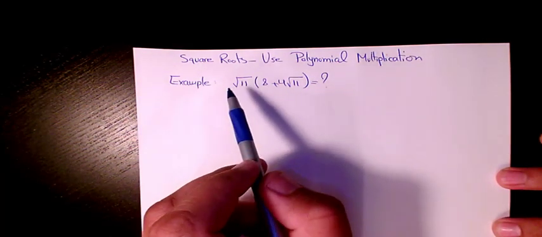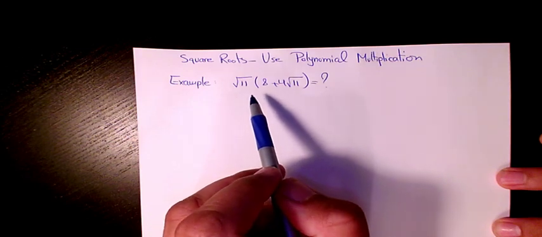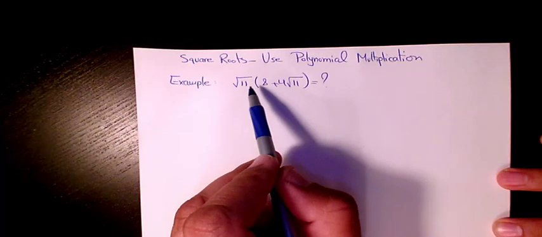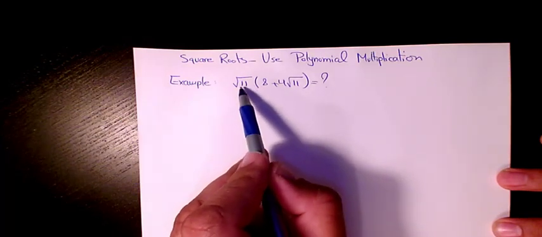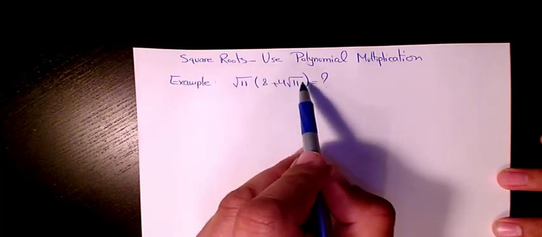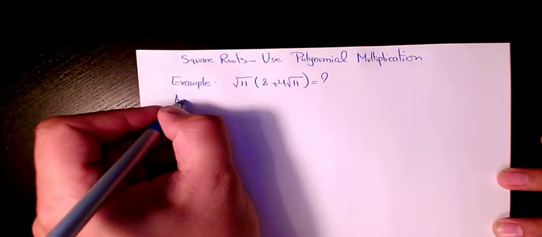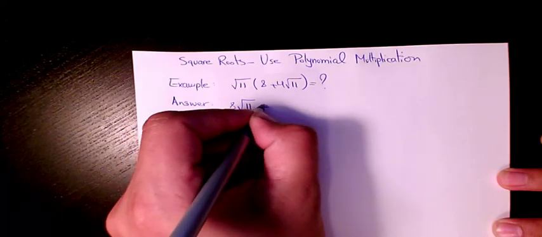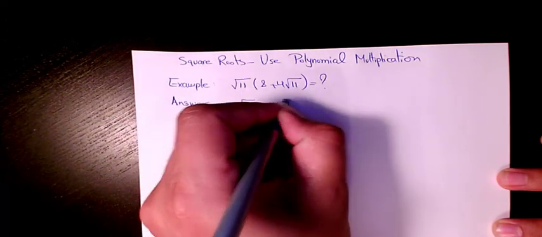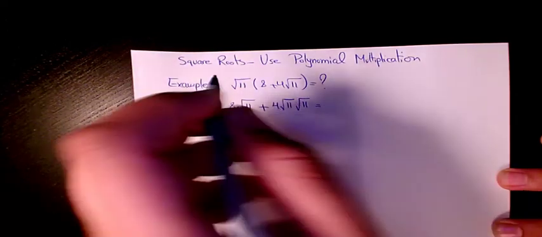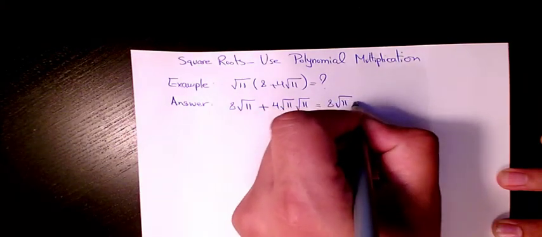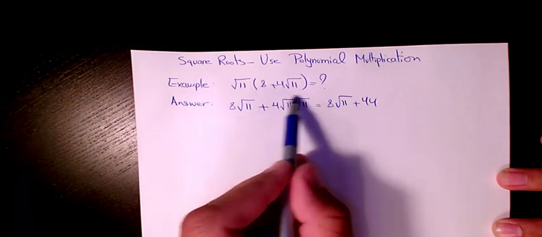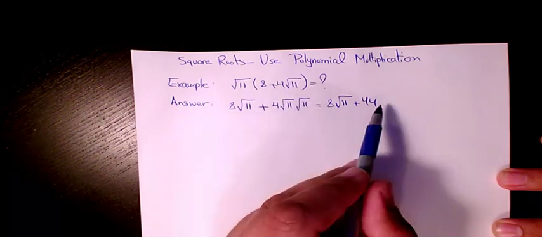This video I want to show you how to use polynomial multiplication for square roots. The first example I have is root 11 times 8 plus 4 root 11. The answer will be 8 root 11 plus 4 root 11 times root 11. So it will be 8 root 11 plus 44, because root 11 times root 11 is going to be just normal 11, and 11 times 4 is going to be 44.